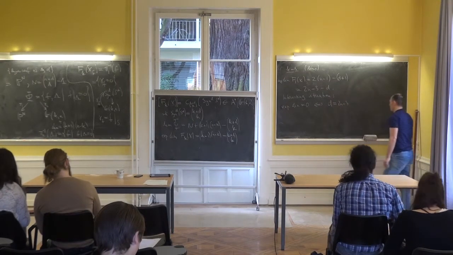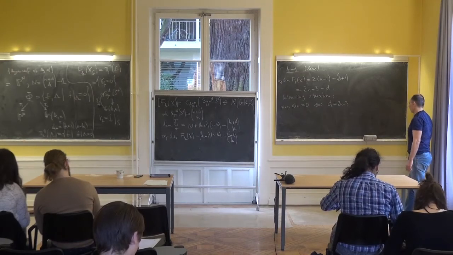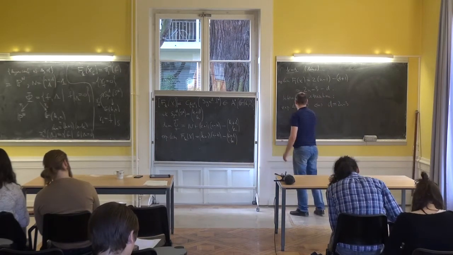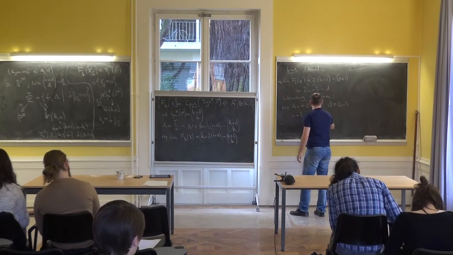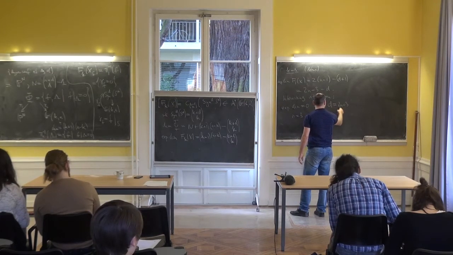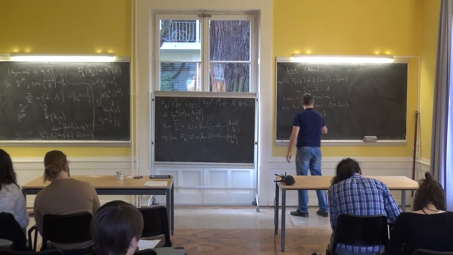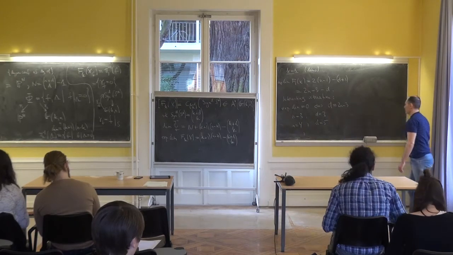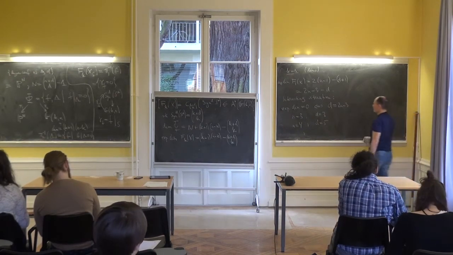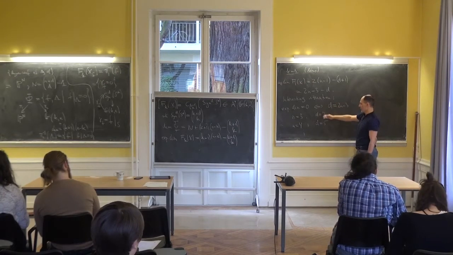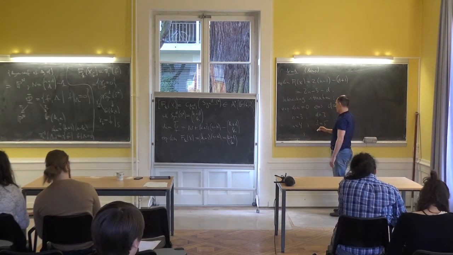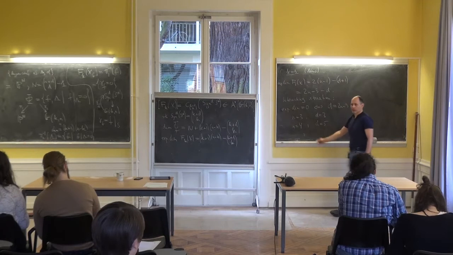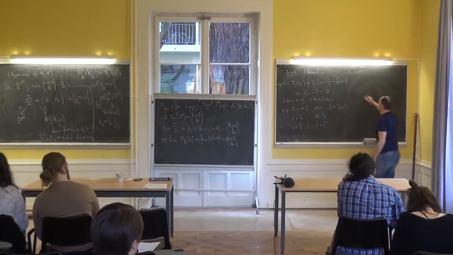For example, the first interesting case would be n equals 3 and d equals 3, and then n equals 4 and d equals 5. These are the interesting situations, where the expected dimension is 0. So we are looking for lines in cubic hypersurfaces in P3, or lines on quintic hypersurfaces in P4, etc. Those are the numbers we need to calculate.